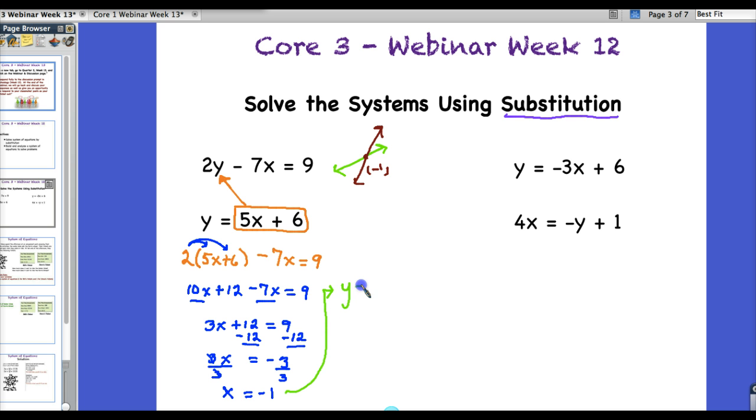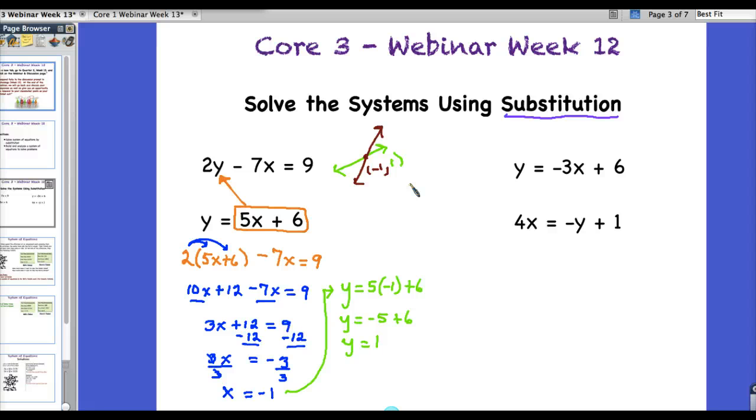Just because that one is already solved for y, so it'll be easier. So I have y equals 5, and I'm going to substitute in negative 1 for x, plus 6. And this will be very short. So y is going to be equal to negative 5 plus 6. 5 times negative 1 is negative 5, plus 6. So y is equal to 1. Negative 5 plus 6 is 1. So the coordinates are negative 1 comma 1.